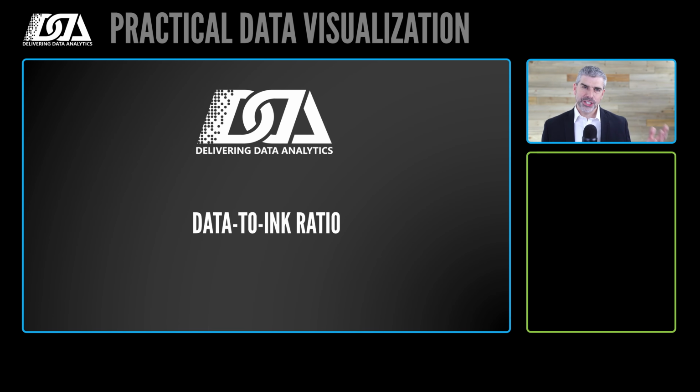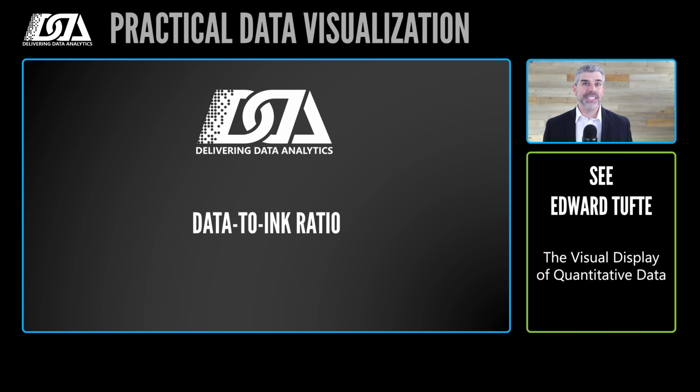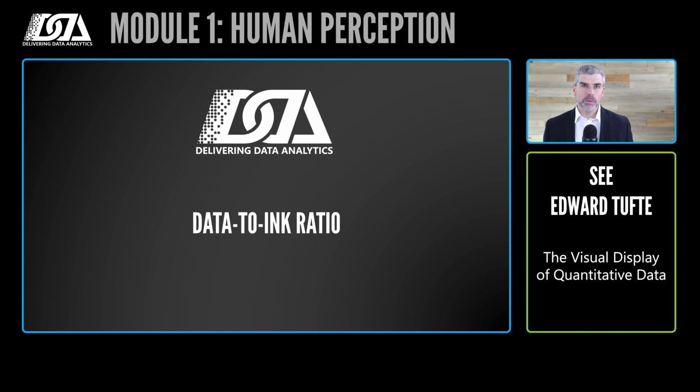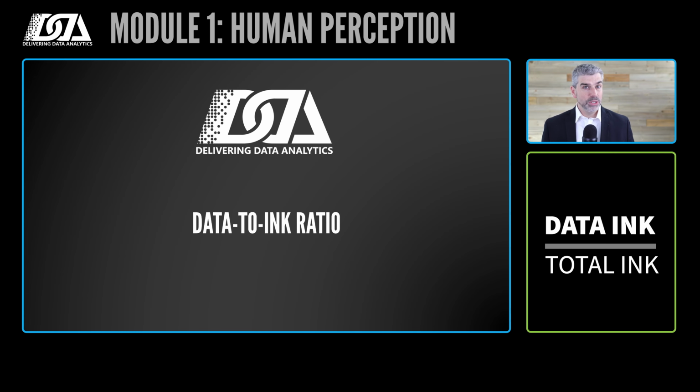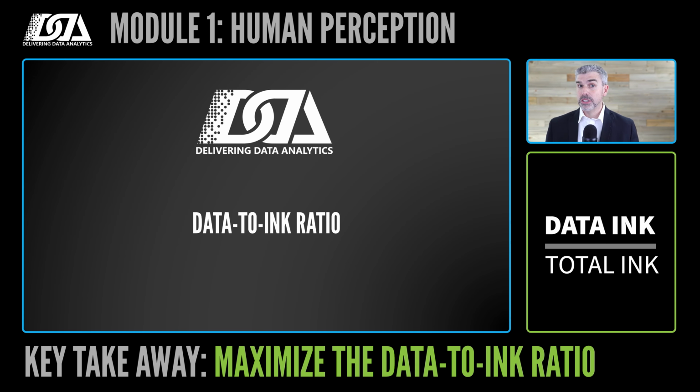The data to ink ratio is such a good way to condense the learning and best practices of some of the most key data visualization principles. Now, in a nutshell, the data to ink ratio is the idea that we want to maximize the amount of ink we're using to show data versus the amount of ink we're using to show the visualization.